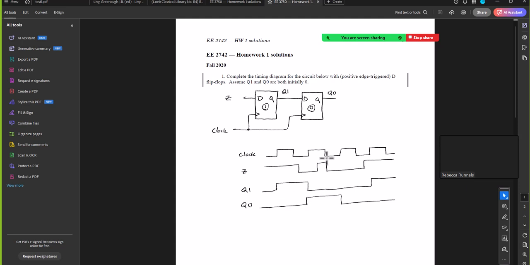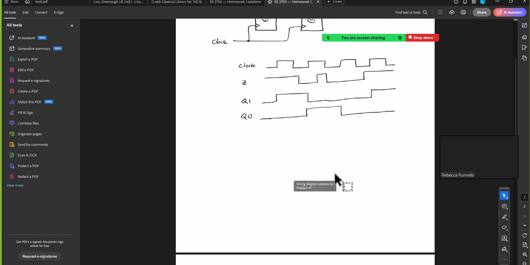And then at the next positive edge, Z is 0, so Q1 is unchanged. Q0 will become 0 because that's what Q1 was before. At the next positive edge, Q1 becomes 1 because that's what Z is, but Q0 remains 0 because that's what Q1 was. Okay.